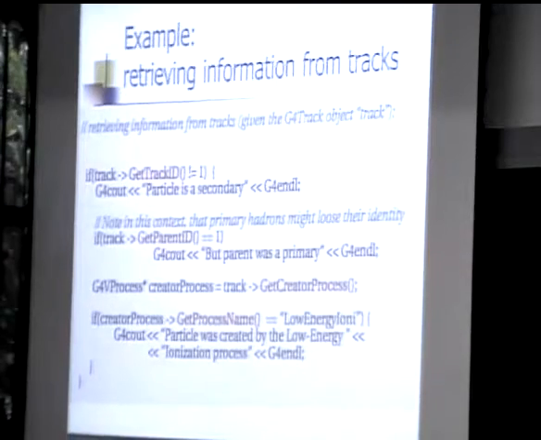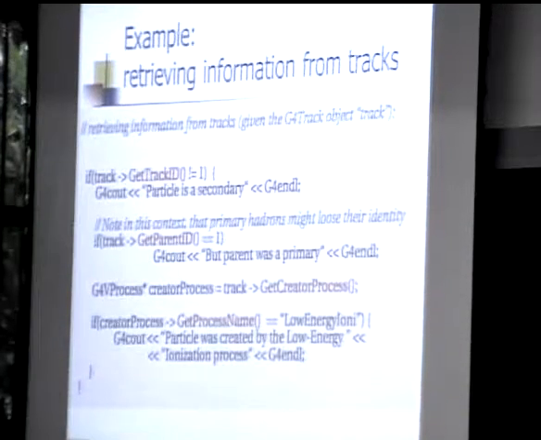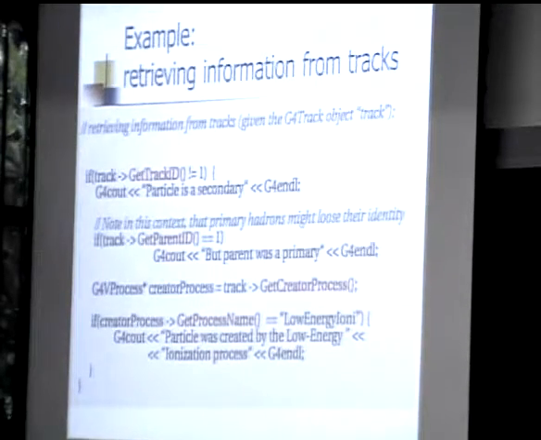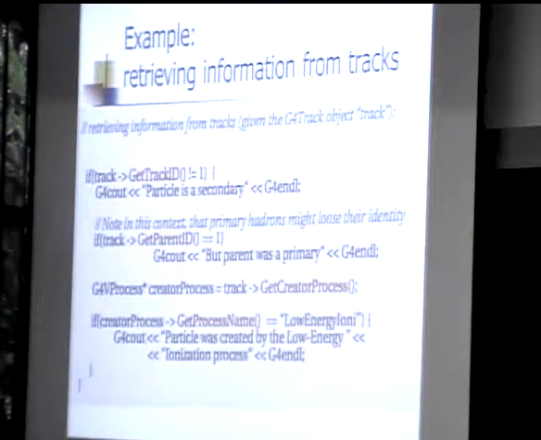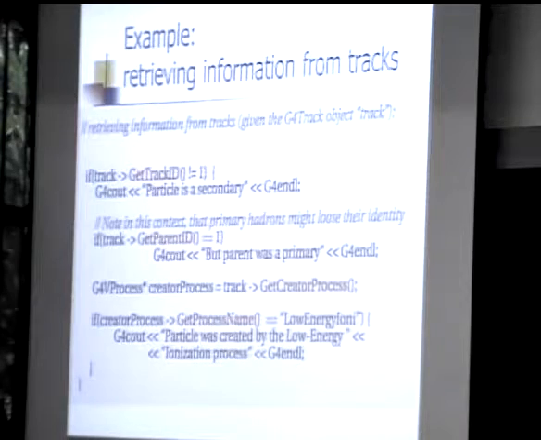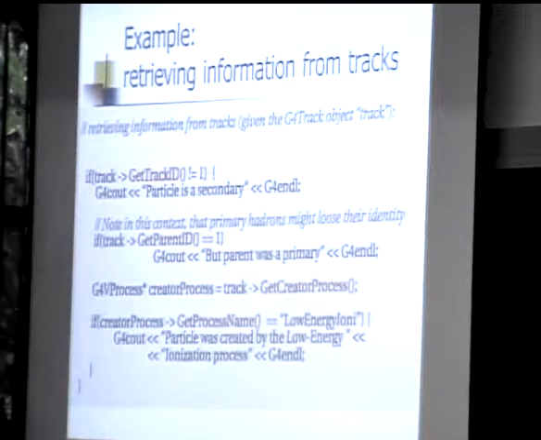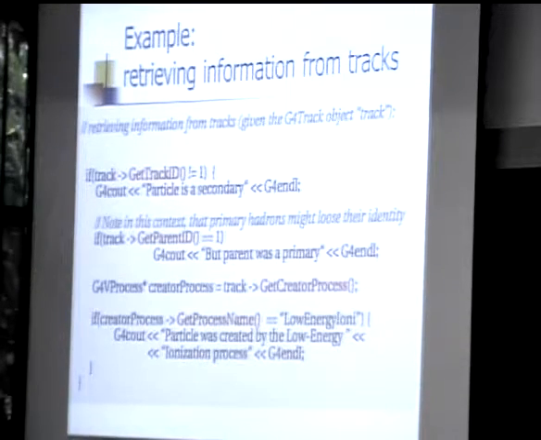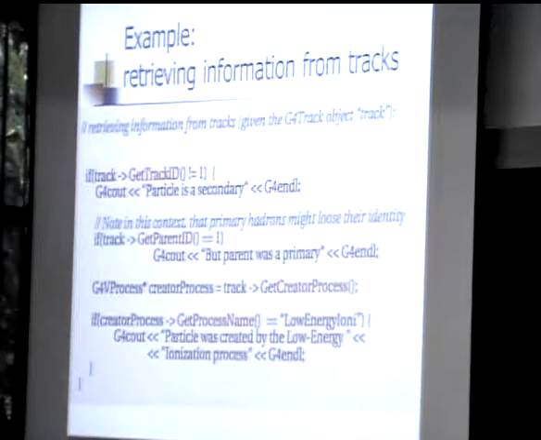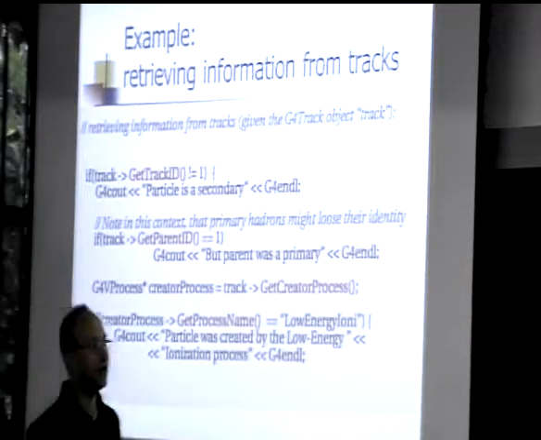For instance, you have a secondary electron. This electron was created by whom? By ionization, by Compton scattering, by photoelectric effect. So you can check also which is the process which created that specific secondary. And this is to say that from the track object you can access a lot of information about the properties of the particle updated to that step.